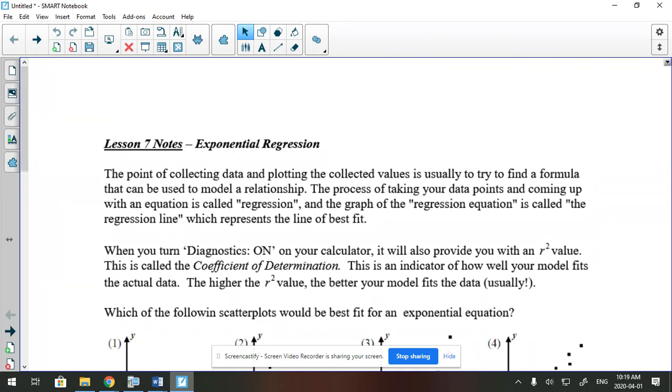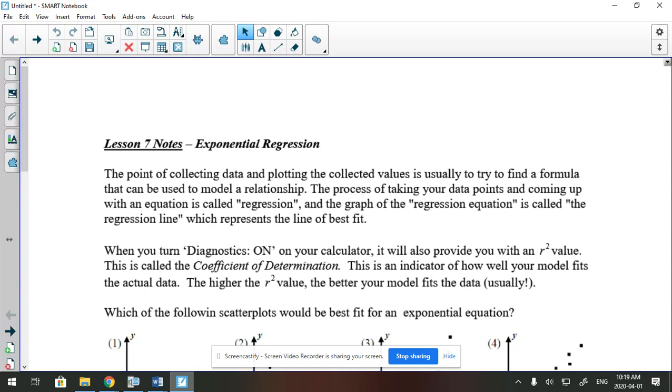Okay, exponential regression. The point in collecting data and plotting the collected values is usually to find a formula that can be used to model a relationship. The process of taking data points and coming up with an equation is called regression, and the graph of a regression equation is called the regression line, which represents the line of best fit.